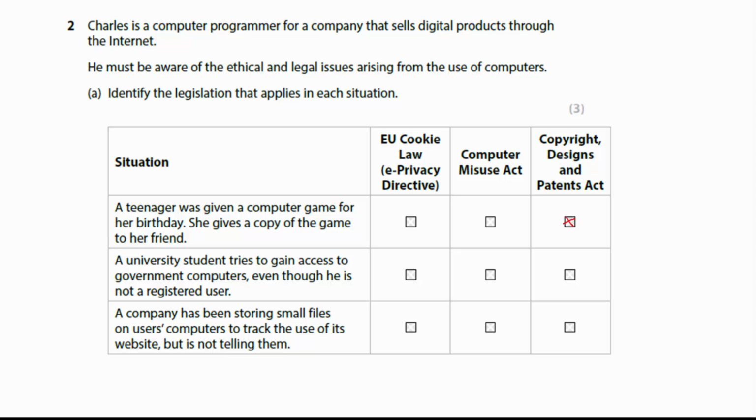A university student tries to gain access to government computers. This is going against the Computer Misuse Act, because this is all about hacking. Watch a video, I forget what it's about without having to look it up. And then storing small files on the user's computers to track the use of its website. That's what a cookie is, but it's not telling them. Now thanks to this law, you have to have that little pop-up at the bottom of each website telling you that they're using cookies. So that's the answer for this question.